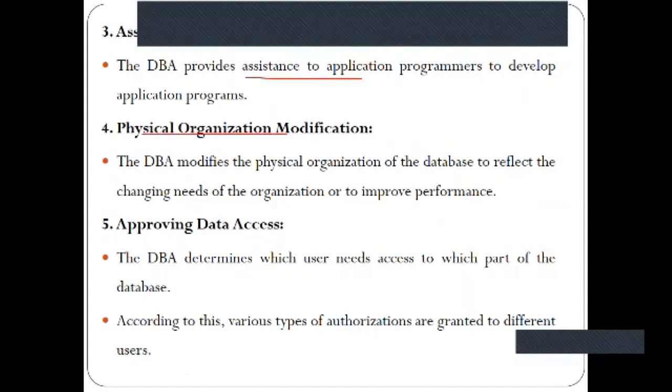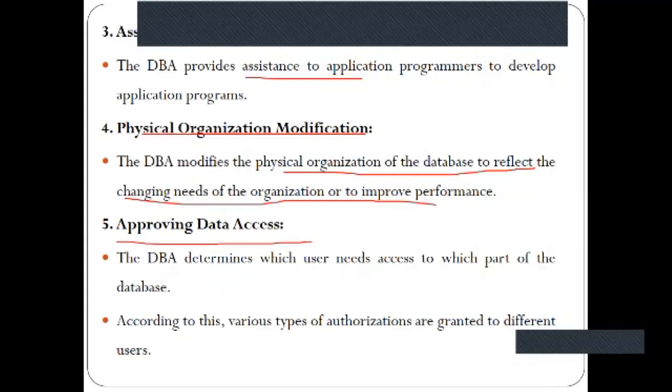Next is physical organization modification. The DBA modifies the physical organization of the database to reflect the changing needs of the organization and to improve the performance. Next is approving database access. What do you mean by approving database access? It is nothing but the database administrator determining which user needs to access which part of the data.